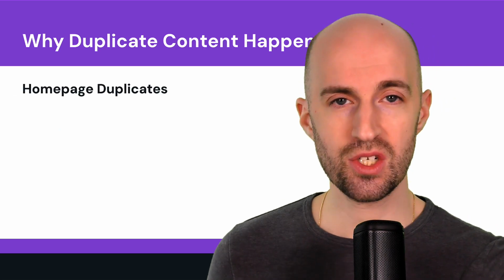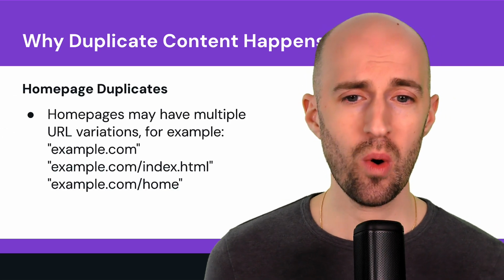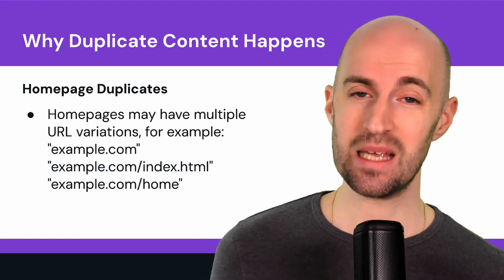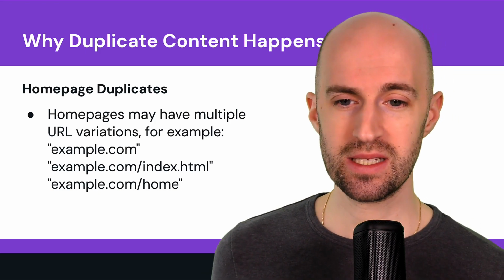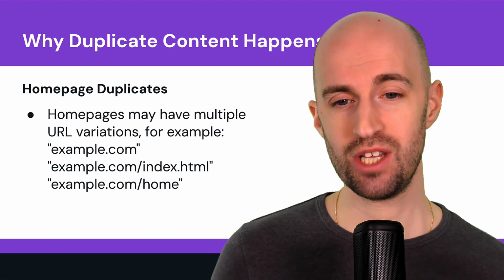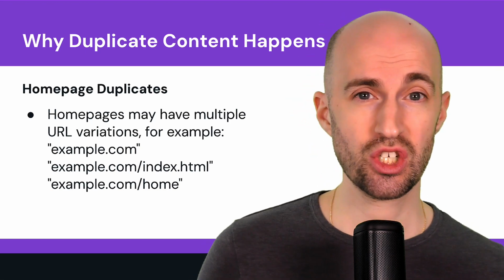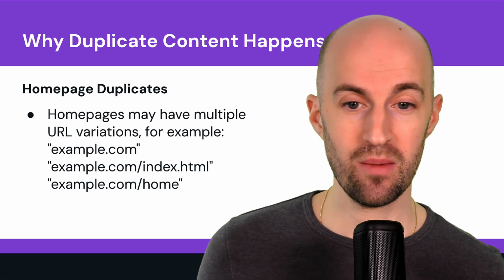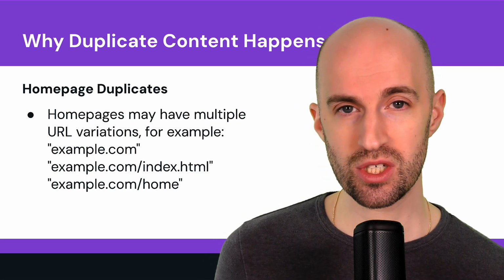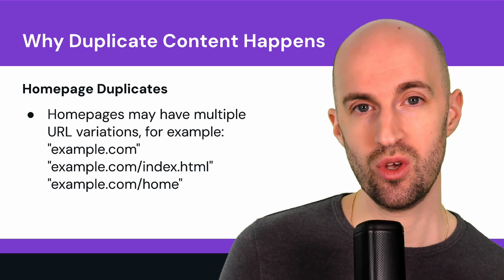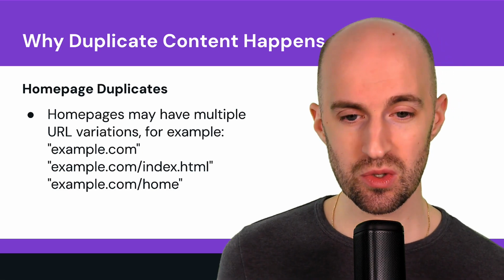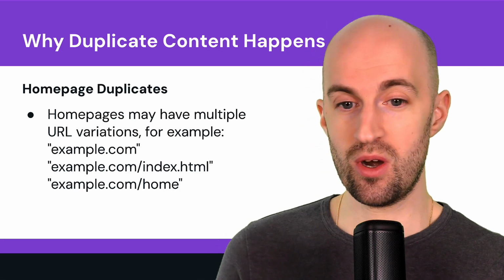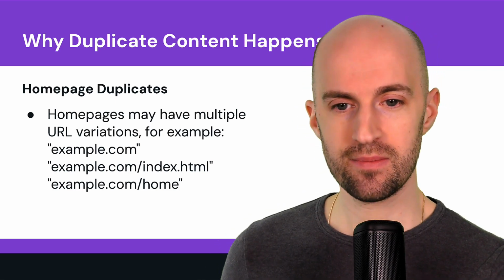Then we have homepage duplicates. Homepages might have multiple URL variations. For example, example.com, example.com/index.html, example.com/home. All of these might point to the home page, but here we see three different versions. So which one should Google return? Well, there are solutions for that we'll cover shortly, but they're all considered duplicate content.